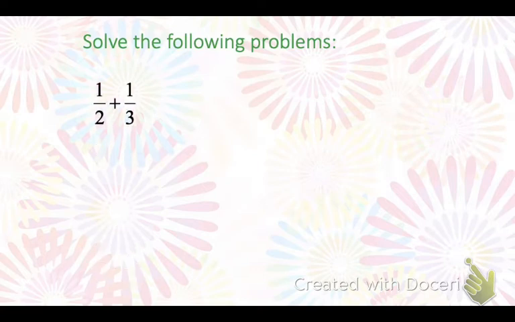So, for example, if we start with 1/2 plus 1/3. So, we need a common denominator. So, I need to think about what's common between 2 and 3. Like, what number can both 2 and 3 multiply into perfectly? And that number would be 6.